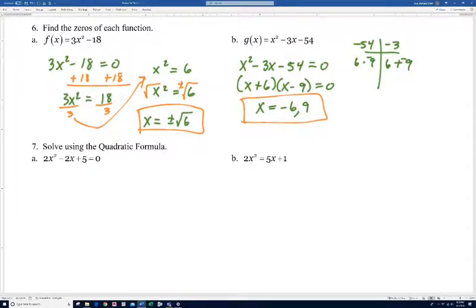So remember, these are zeros, and you could always plug it into the function. You could plug in 9 or negative 6, and you would see those values make the function equal 0.